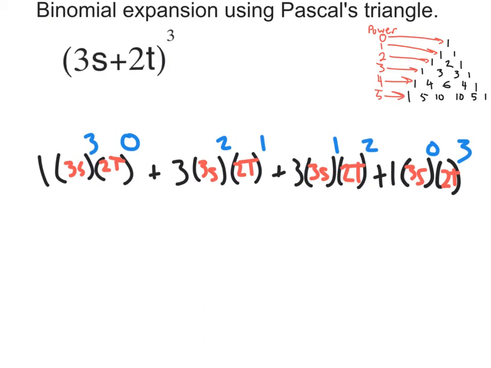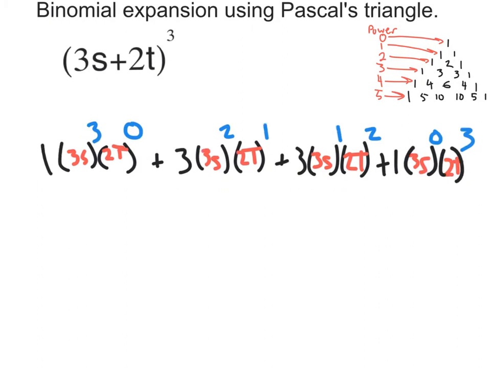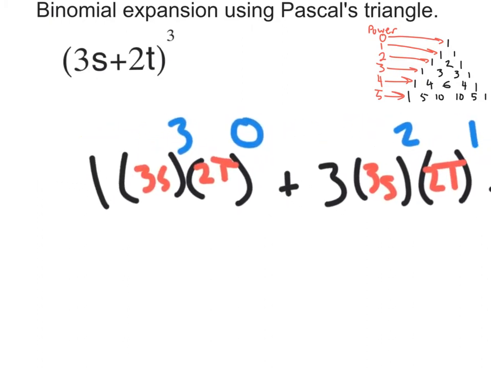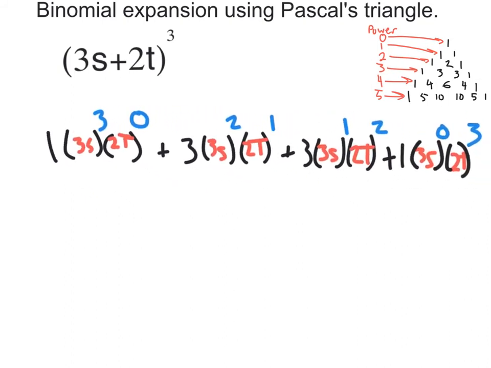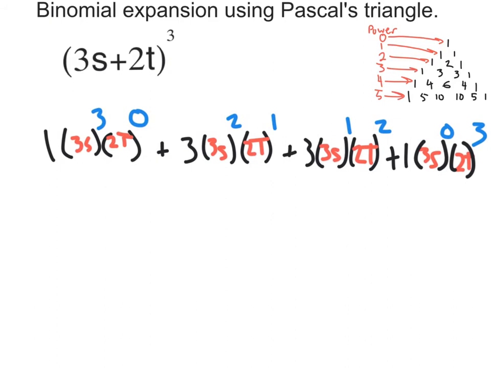All we need to do is do some simple math now. Let's focus in on the first term. So going into the first term right here, we need to distribute, and what we end up with is 3 to the third, s to the third, and then the 2t to the 0 power cancels out because that's just 1. So my first term will actually be 27 s to the third. That's the first part of my answer.